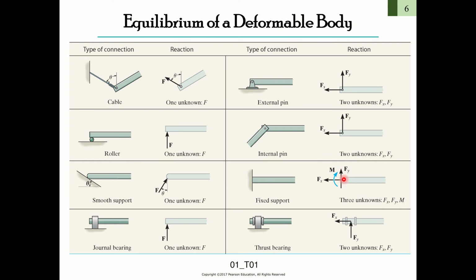One is Fx, Fy, and the bending moment. The force bearing won't allow the rod to move forward and back. So it has two unknowns, Fx and Fy.